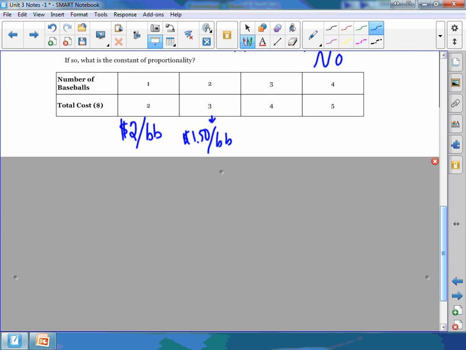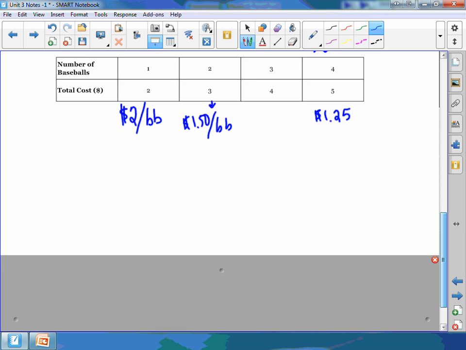This is not an uncommon scenario, though. You guys have ever seen these deals where they say, well, if you buy 1, it's going to cost you this much. But if you buy 5, let's say, it's going to be a little bit cheaper per item, right? It's like they entice you to try to buy more. So starting off, it was $2 for every baseball. Here, what is this? $1.25. So you're getting a deal by buying more of them, but this is not a proportional relationship.